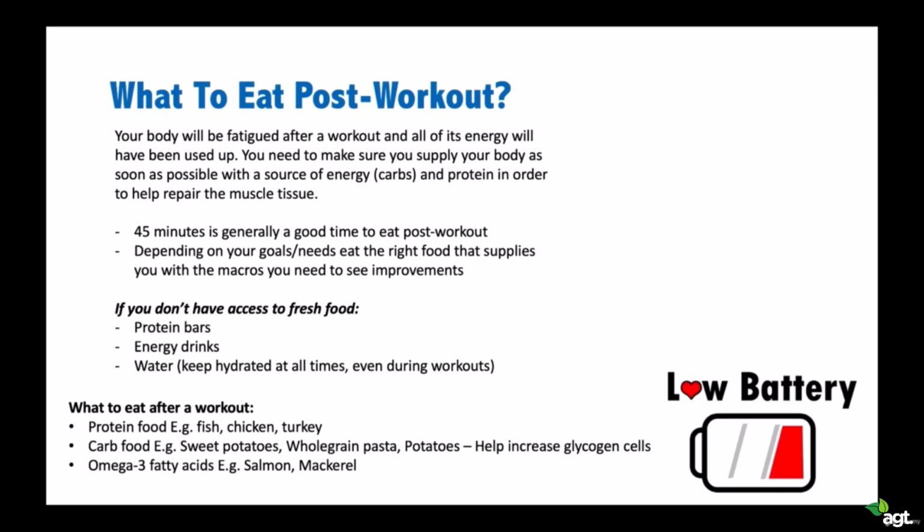So I highly recommend you look at your dietary requirements and your goals before you plan what you should be eating before and after you work out, in order to get the most effective results possible. If you don't have access to fresh food like chicken, sweet potatoes, and salmon, your three macros, then you can get your macros from protein bars or energy bars, if you will. I talked about protein bars in previous videos: getting a good amount of protein and a good amount of carbs in the bars, depending on your dietary requirements.